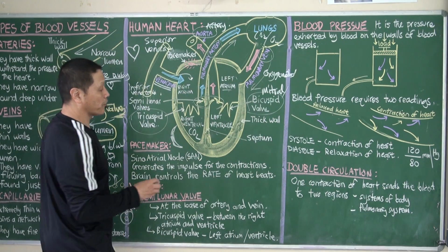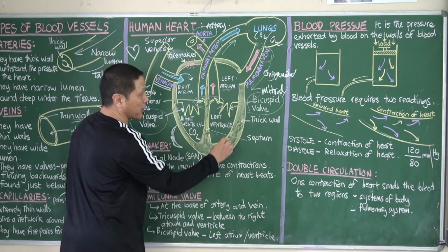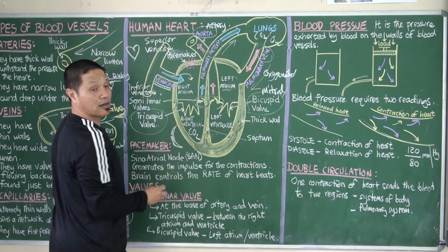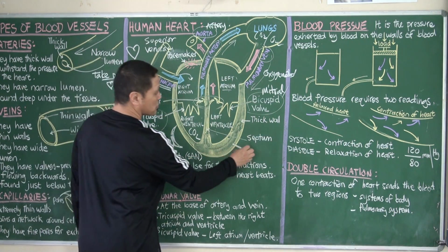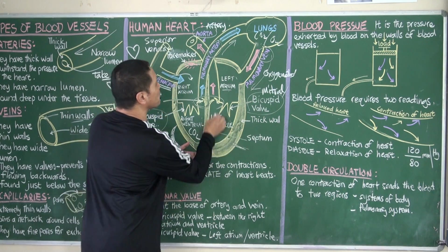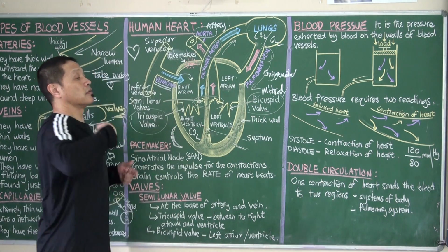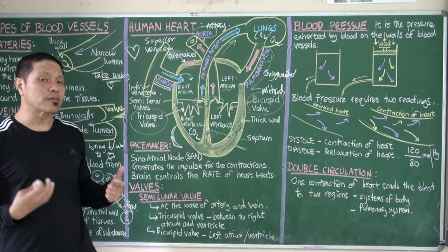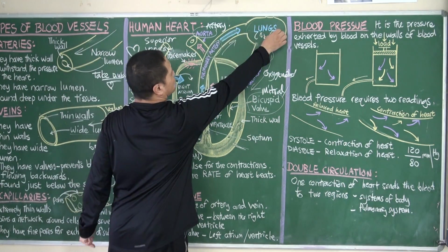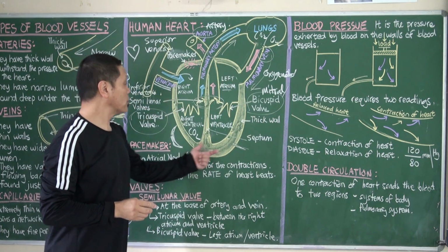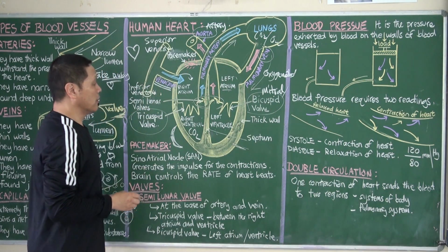Now if you just check, the left-hand side of the heart is a little thicker than the right-hand side, because this side has to pump the blood to different parts, different systems of the body. Whereas the right hand side needs to pump the blood just to the lungs. Therefore, the left hand side is thicker.